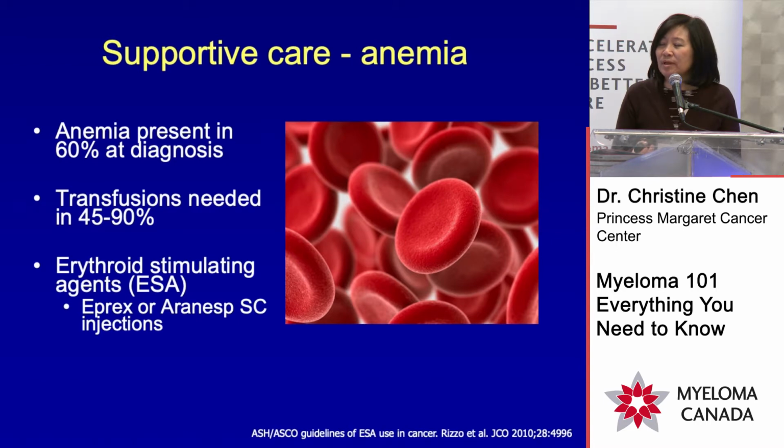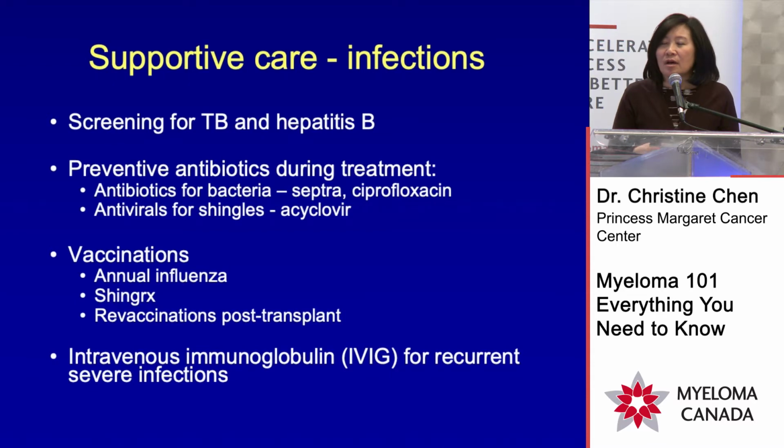Anemia, low hemoglobin, is present in half of patients at diagnosis, and many will need blood transfusions throughout their treatment. So you'll see us using a lot of EPREX or Aranesp. These are drugs that can stimulate blood growth. And I already mentioned patients are prone to infections. We screen everybody routinely for TB and hepatitis B before we start treatment. We give a lot of preventive antibiotics based on what treatment you're on. We do a lot of vaccinations.